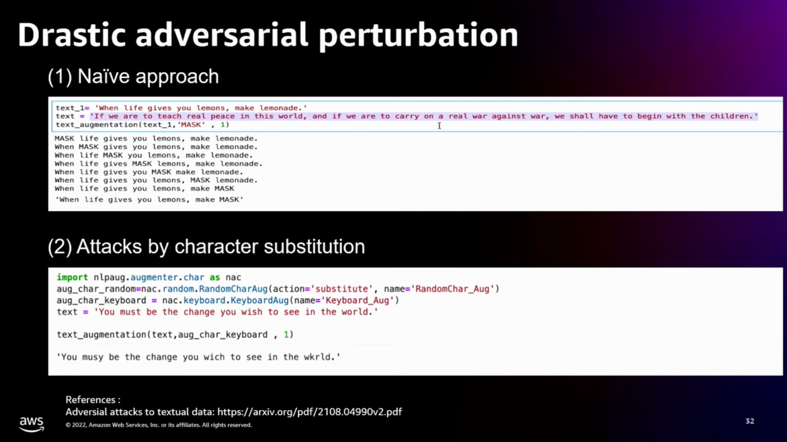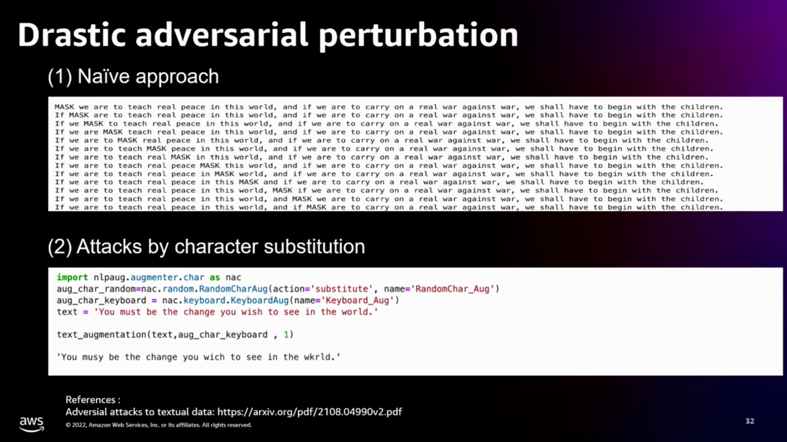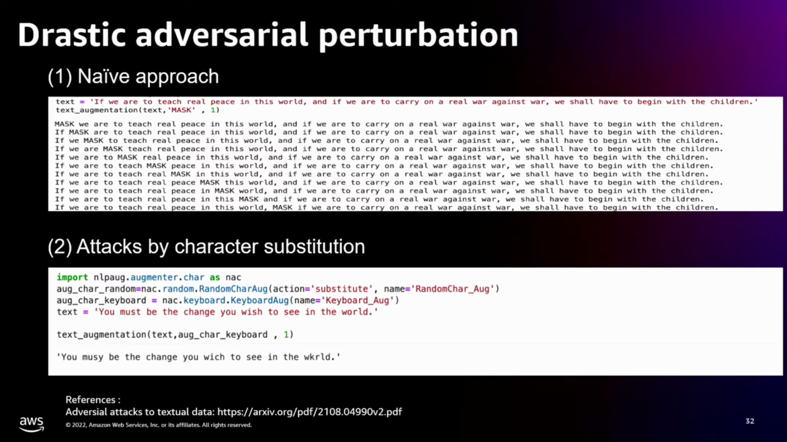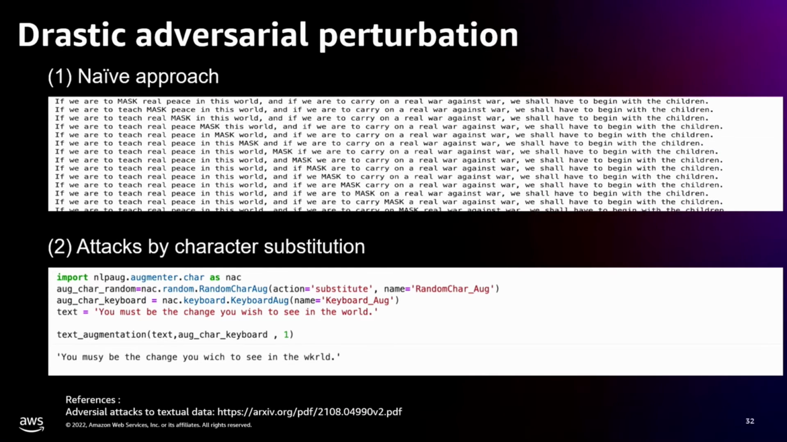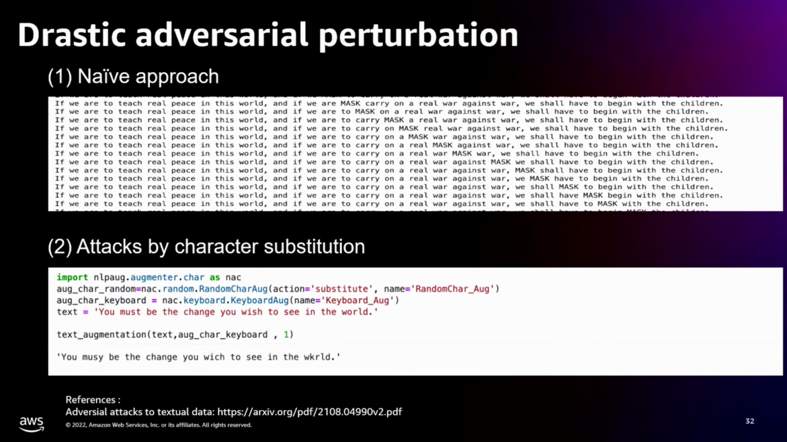This can also be deleting the word altogether. We have another example: if we are to teach peace in this world, and if we are to carry on a real war against war, we shall begin with the children. Here we see that we are masking word by word. And the idea is reapplying again and again the black box model to these new inputs which are perturbed and observing the final impact.